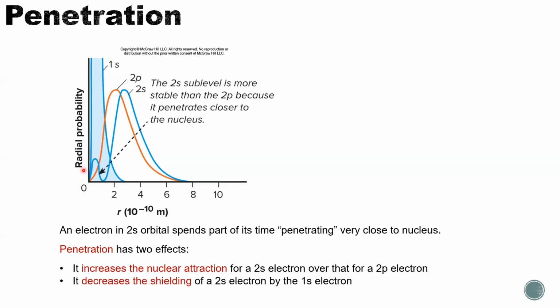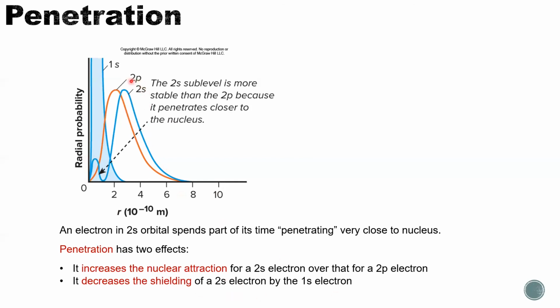And second, it decreases the shielding of a 2s electron by the 1s electron. 1s is inside, in general closer to the nucleus than 2s. But because of this penetration, some likelihood of the 2s electrons getting closer to the nucleus offsets the shielding from the 1s. It feels stronger attraction and less repulsion from the 1s. So the penetration decreases shielding of the 2s electron.